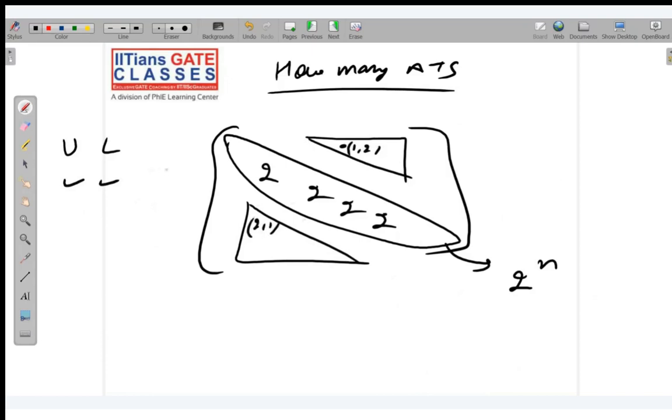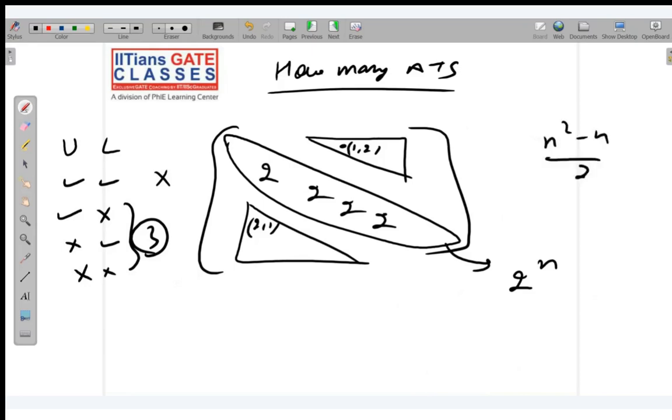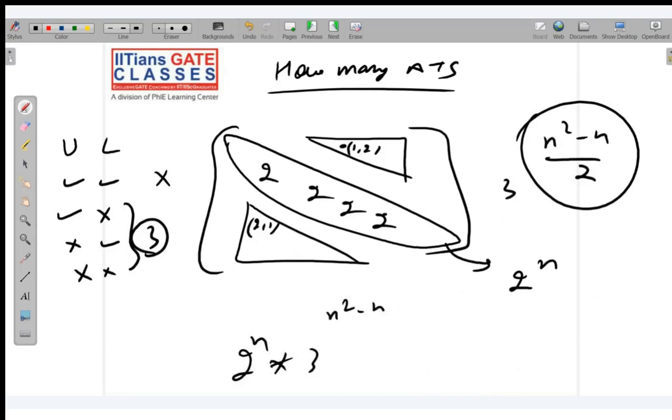Both present, that is not allowed. Upper present, lower absent, allowed. Upper absent, lower present, allowed. Both absent, allowed. So total 3 possibilities. So how many elements are there in upper triangular or lower triangular? n square minus n by 2. So 3 power this thing. So final answer: 2 power n, 3 power (n square minus n) by 2.